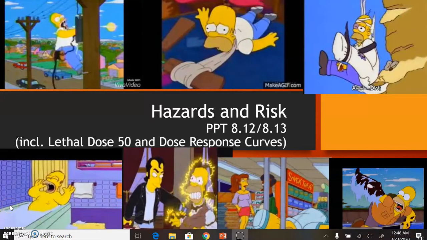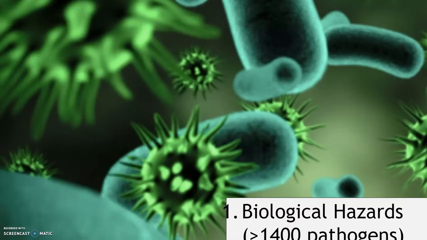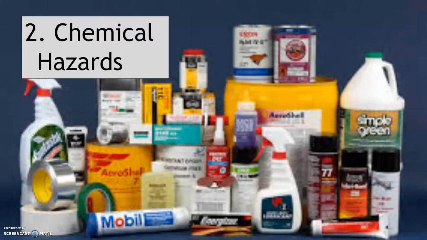Sections 812 and 813 are on hazards and risks. There's 5 types of hazards. First one is a biological hazard. There's about 1,400 different pathogens that can impact us. The second is chemical hazards.